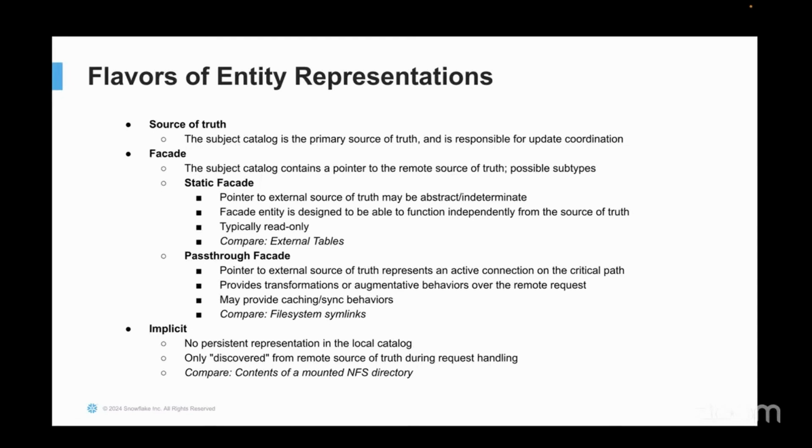This idea of a facade is how we'll refer to entity representations in a local catalog that in some way reference that remote source of truth. It could be a pointer to a remote source of truth. In some cases, that might be indeterminate as well. We have two subtypes, static facade and pass-through facade. In a static facade, we might have a pointer that says this Iceberg table is externally owned, but we may or may not actually talk to that external owner. We still see it as related to federation in that even if it's abstract, this facade exists to have an abstract representation of that remote entity.